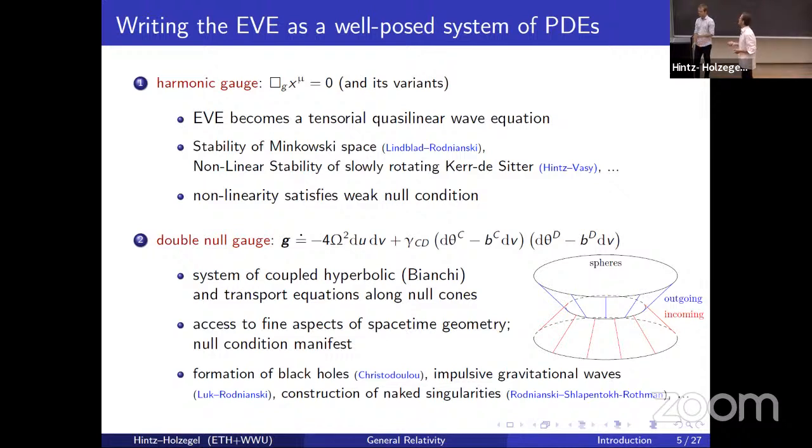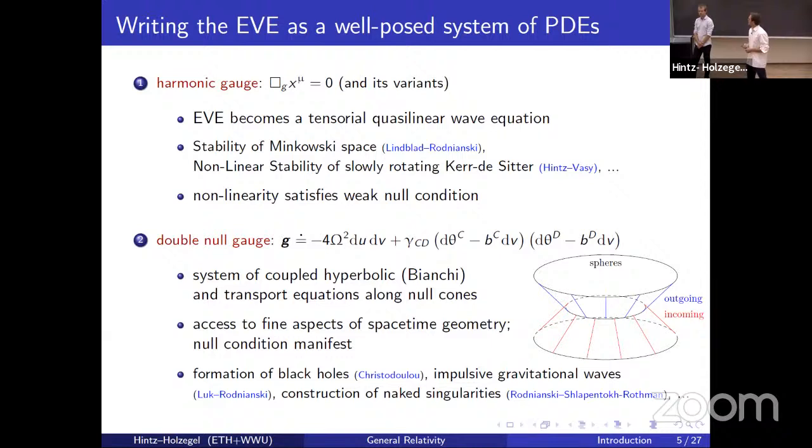The first is perhaps the most well-known, the harmonic gauge, in which the Einstein vacuum equations become a system of quasi-linear wave equations for the metric components, g_mu nu, and that's also the gauge in which you typically prove the theorem on the previous slide. It had also been used successfully in global problems like stability of Minkowski space in the Lindblad-Rodnianski proof, and also nonlinear stability of the slowly rotating Kerr-de Sitter black holes that we'll hear about later. One little drawback is that the nonlinearity in this gauge only satisfies the so-called weak null condition.